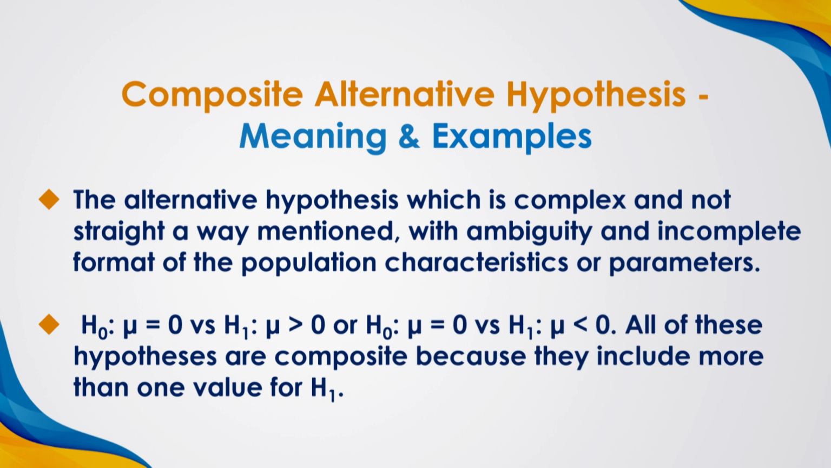So, if you see H0 versus H1 such that mu greater than 0, it means mu greater than 0, but how much greater, there is no clarity. If you say mu less than 0, how much less it is, that is also not clear. Therefore, you call it composite. The alternative is usually denoted with H1.